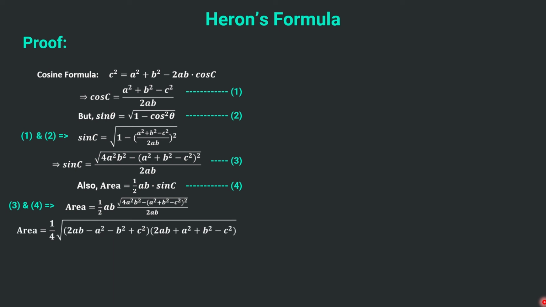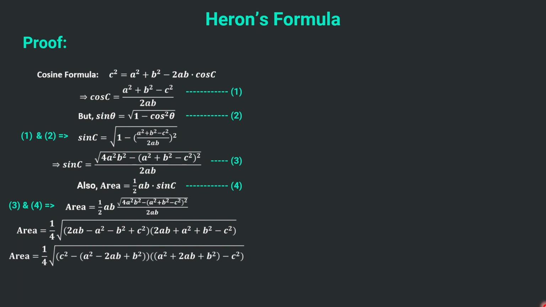Now in the square root, as you can see, this is a complete square and this is also a complete square. With a subtraction in between, we can use the formula x squared minus y squared, which expands as (x plus y) into (x minus y). Now 4a squared b squared is the square of 2ab, so 2ab is here, and similarly this is also the square of a squared plus b squared minus c squared, so it is here and here. Now as you can see, we have two brackets being multiplied with each other.